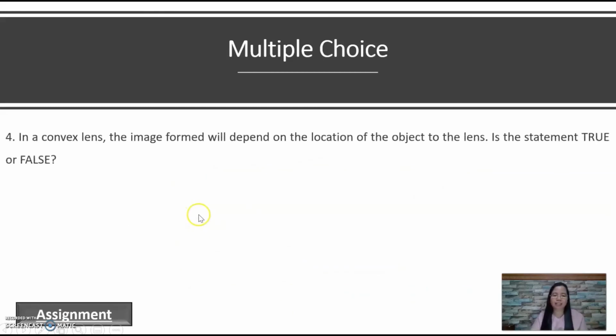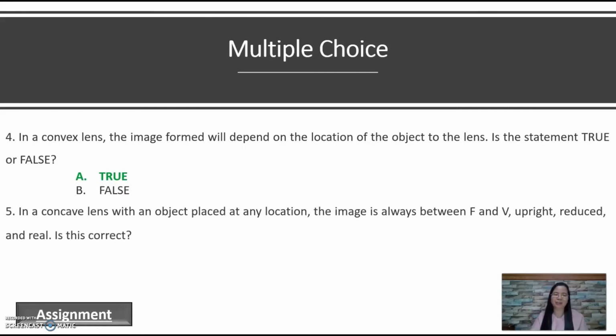In a convex lens, the image formed will depend on the location of the object to the lens. Is the statement true or false? A true, B false. 5 seconds. Okay, what's your answer? Is your answer correct? Let's see. The answer is letter A. Letter A, true.